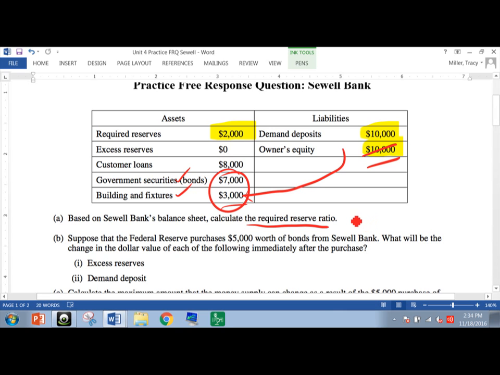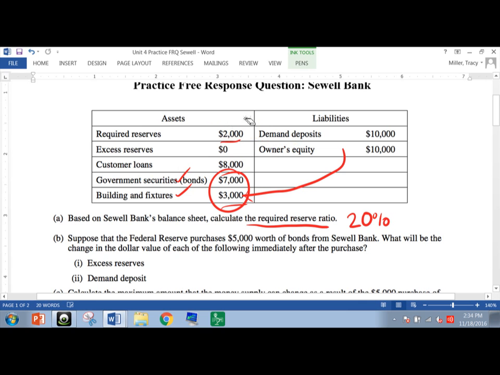So the reserve ratio is actually 20% because 2,000 is 20% of the total demand deposits. So demand deposits are the only thing that we can draw our reserves from. And that is an important learning point. So if you're looking at this question and you're thinking to yourself, I didn't know that about owner's equity and demand deposits, be excited because now you do. So we're going to move on to part B.